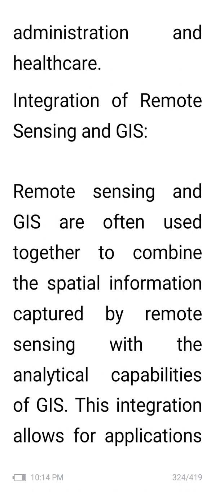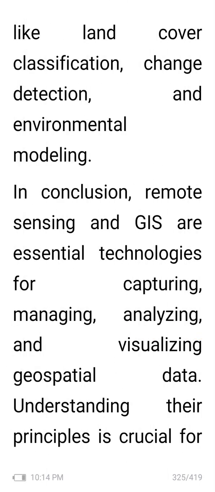So, integration of remote sensing and GIS. Remote sensing and GIS are often used together to combine the spatial information captured by remote sensing with the analytical capabilities of GIS. This integration allows for applications like land cover classification, change detection, and environmental monitoring.